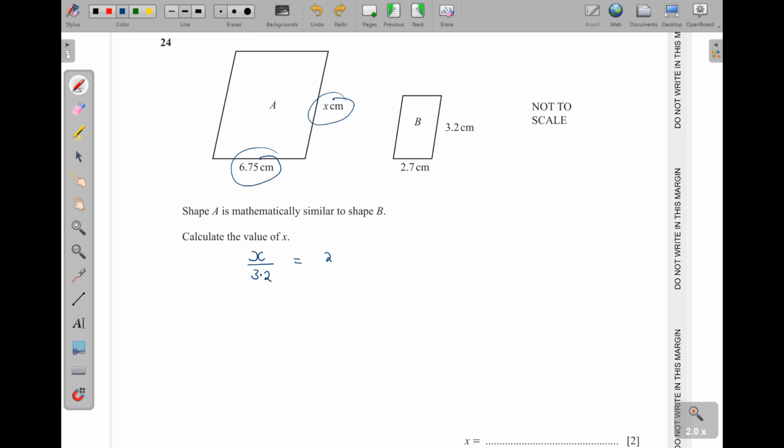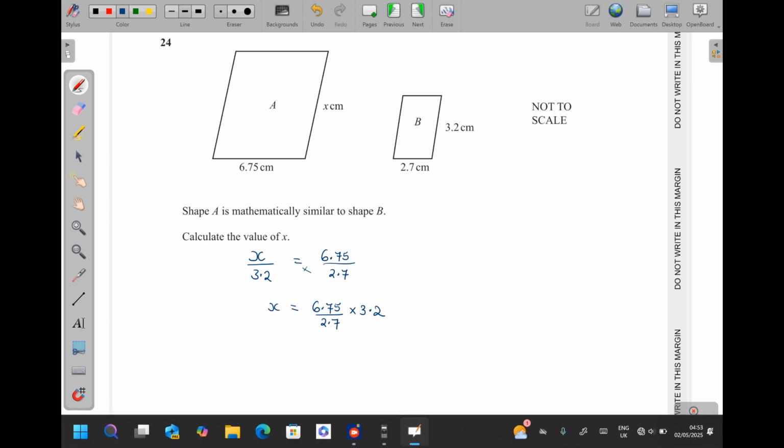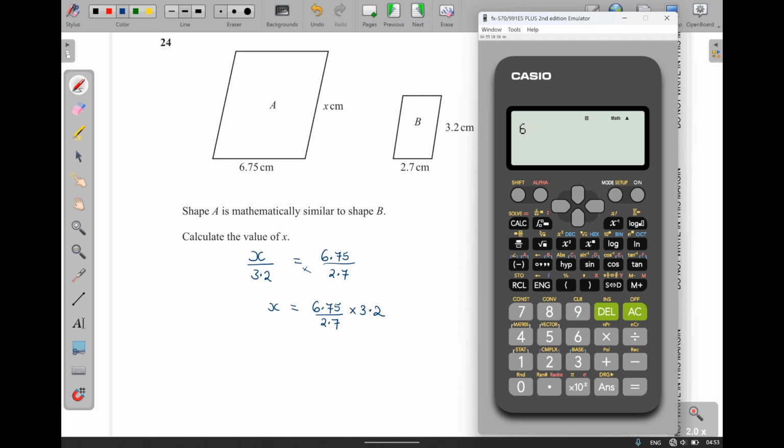Okay, so we are going now to have 6.75, then we divide by 2.7. Now cross multiplying, our X here is going to be equal to 6.75 out of the 2.7, then multiply by 3.2. So putting this one here, 6.75 divided by 2.7, that one gives us a 2.5, then times 3.2, that one will give us 8 as our final answer.